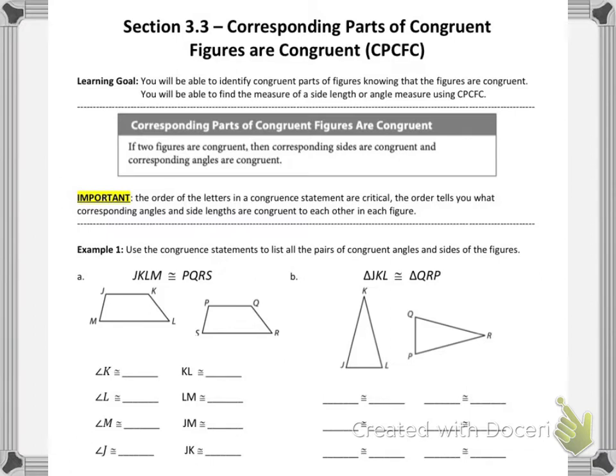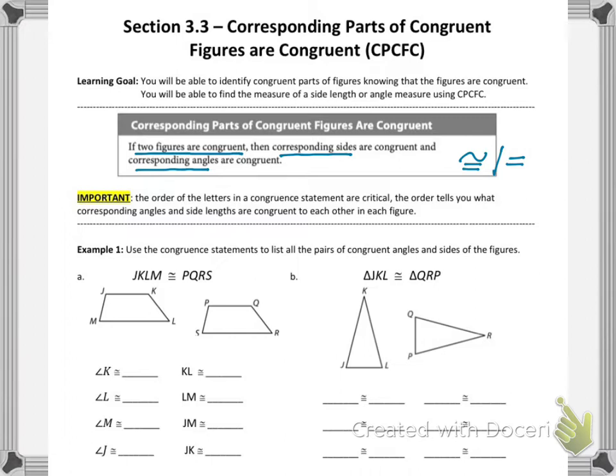So our learning goals are we will be able to identify congruent parts of figures, knowing that figures are congruent, and we're going to be able to find the measures of side lengths or angle measures using that property. So this is the corresponding parts of congruent figures theorem, and it says if two figures are congruent, so that's the condition that has to be met. If we're told they're congruent, remember congruent, the symbol looks like this, but it means the same thing as equal. But we use that symbol when we're talking about figures. And if that's the case, then all of the corresponding sides and corresponding angles will be congruent. In other words, the ones that match up with each other.